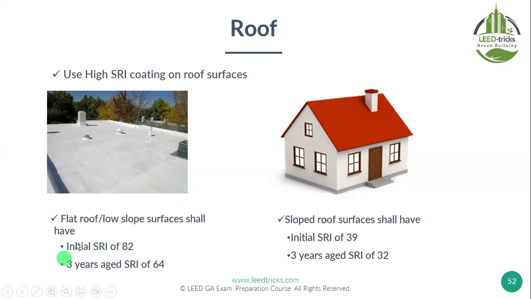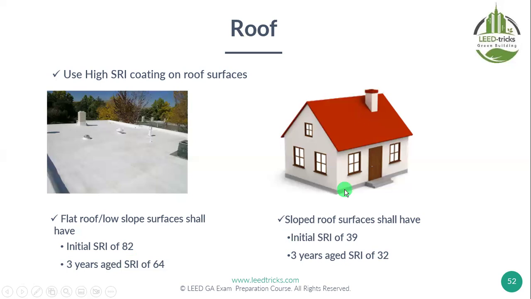After 3 years, not initial, it should be not less than 64. Any number of these you can use if you have the information of initial, or the information after 3 years. Okay. Sloped roof 39 initial, 32 after 3 years. So this is what we call initial. This is 3 years aged SRI.